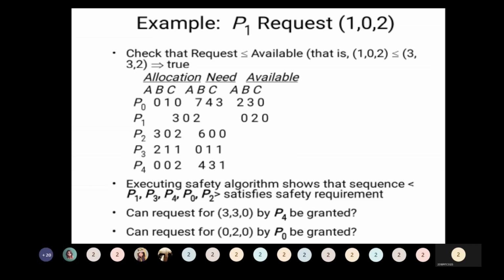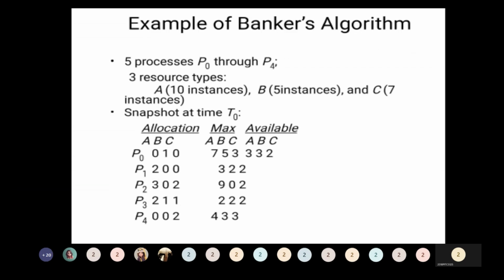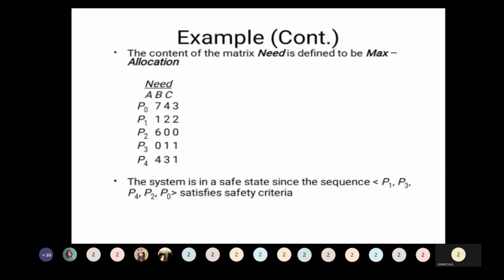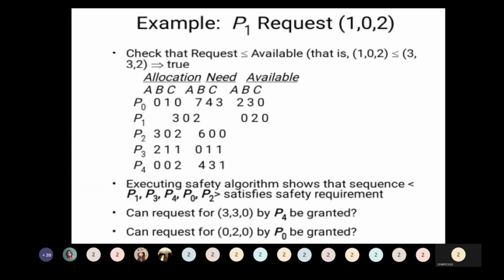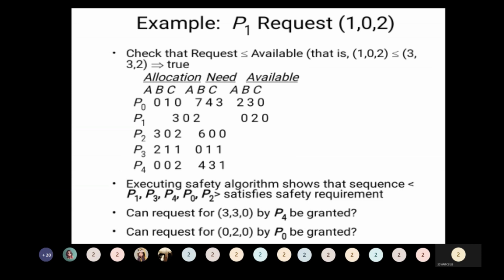Now the allocation of P1 will be allocation equals allocation plus request. What is the previous allocation of P1? 2 0 0. What is the current request? 1 0 2. So 2 plus 1 is 3, 0 plus 0 is 0, and 0 plus 2 is 2. So 3 0 2 is the current allocation of P1.